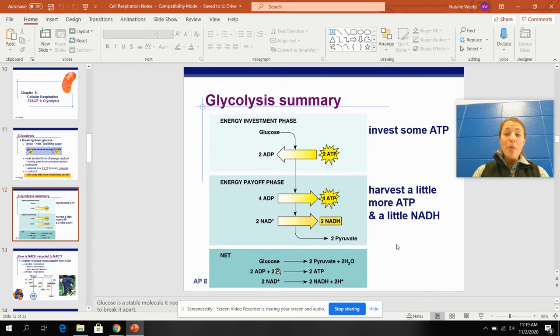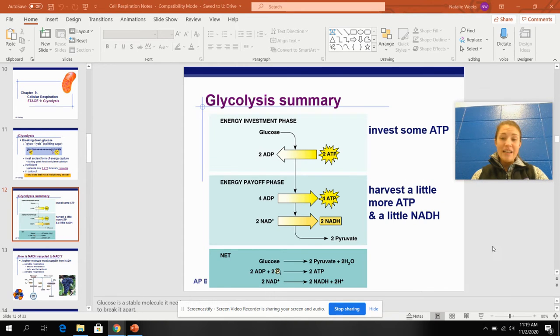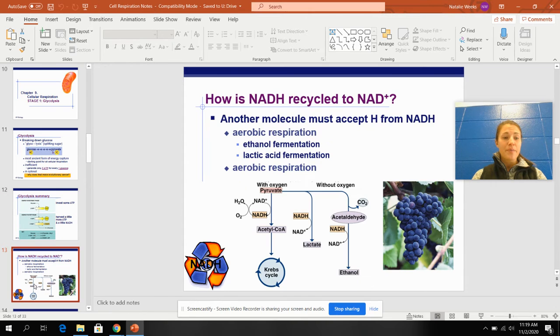So down below, let me move myself so I can point. Right there. That's what you guys need to know for these steps, is the energy payoff. So out of 1 glucose, we get 2 pyruvate and 2 water. 2 ATP go in, we get 4 out, and we get 2 NADHs as well.